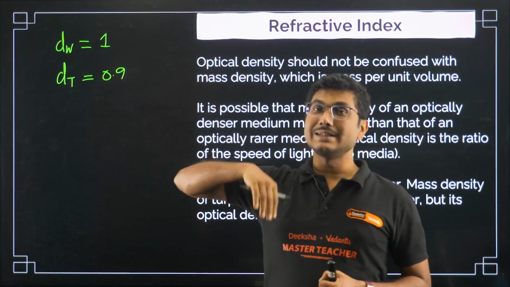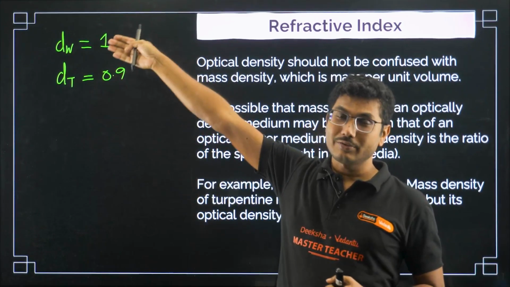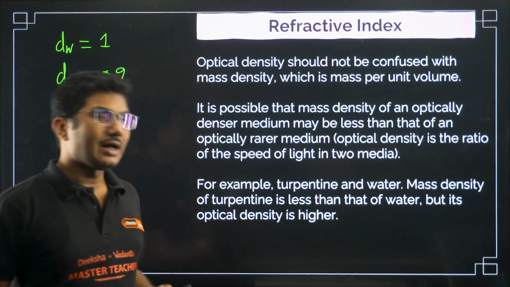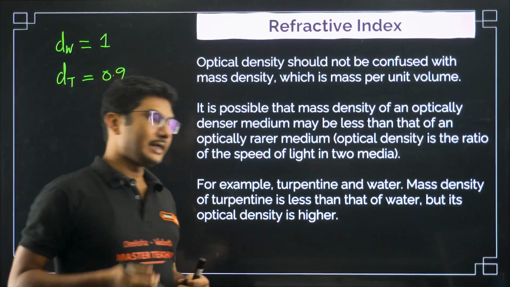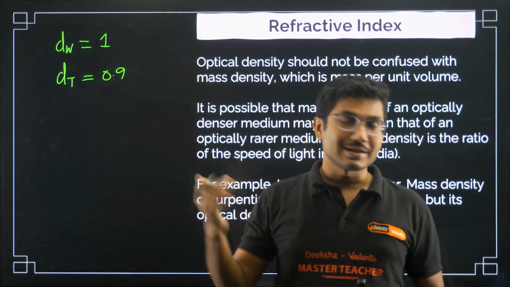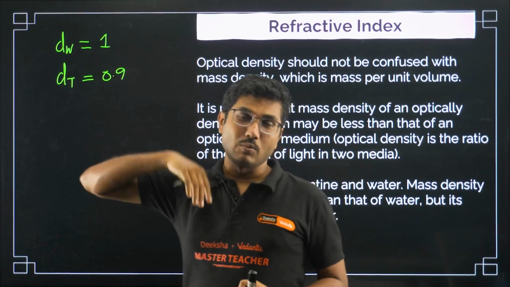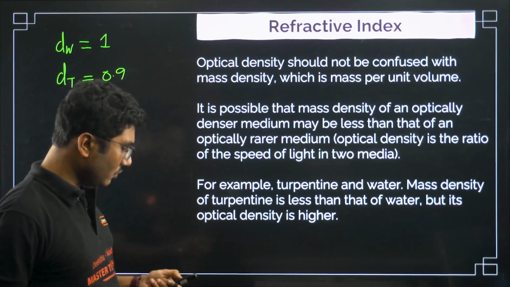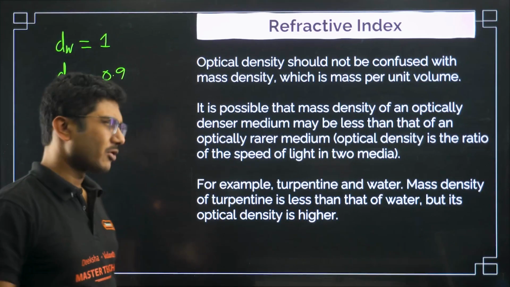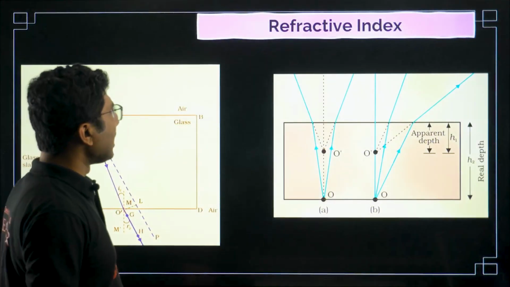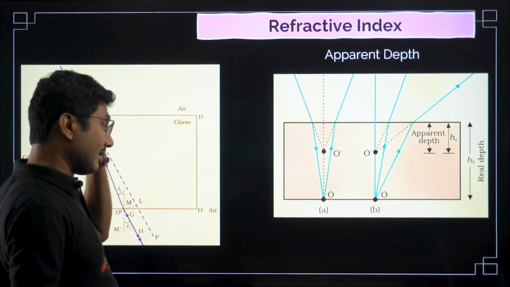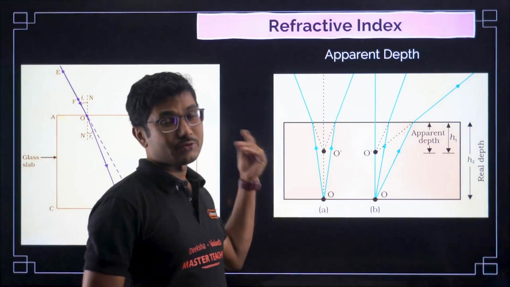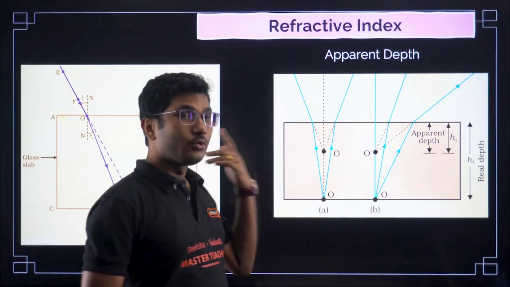Now turpentine is, mass density wise, rarer than water, right? That means turpentine is lighter. But the refractive index of turpentine is slightly higher than that of water. Water is 1.33, turpentine is slightly more than that of water, approximately 1.35 or 1.4. Now when light travels from one medium to another, there are two incidents that happen.